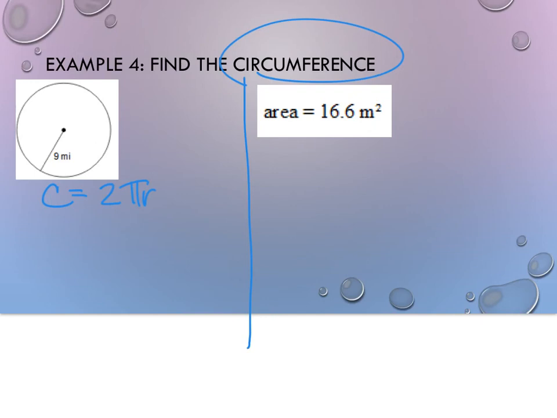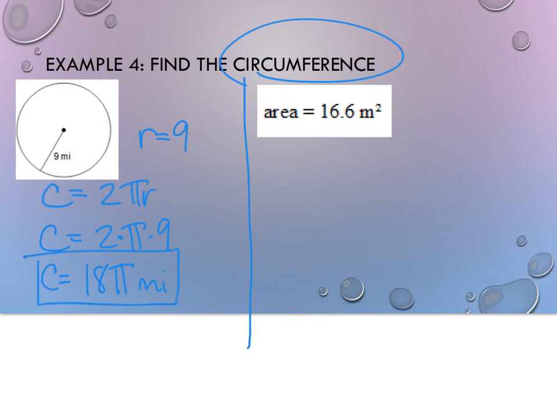Circumference is 2 pi r. In this problem, r equals 9, so we are ready to roll. Circumference will be 2 times pi times 9. Nothing hard at all here. 18 pi. This is in miles. And it's circumference, so it's the first power of the units, because it's just a length. It's not squared or cubed. Now, let's do this one over here.